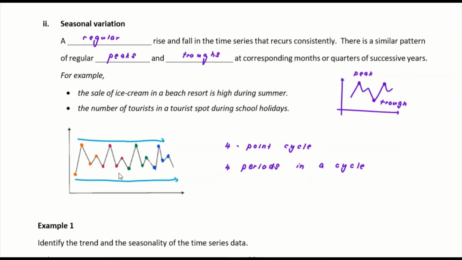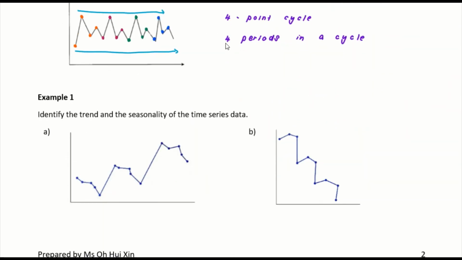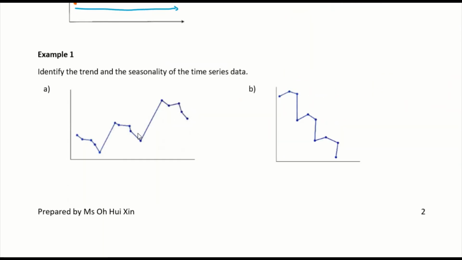Okay. So now let's look at example 1, where we try to identify the trend or the seasonality of these two time series data here. Example 1, identifying the trend and the seasonality of the time series data. So from this graph, first thing, let's identify whether there's a trend or not. If we look at it as a long term, you'll realize that the data points are actually increasing. Am I right? So that's why for A, it's having an increasing trend.